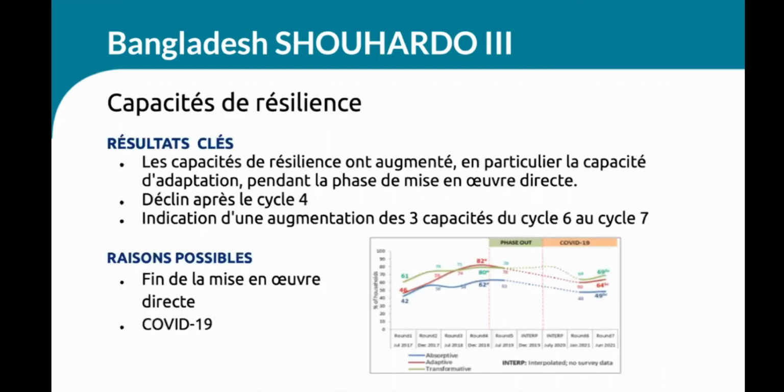Just to give you a brief overview of the kinds of information that we were able to collect from the quantitative component of this RMS, we were able to look at trends of the three resilience capacities, the absorptive, adaptive, and transformative, over the course of the project direct implementation period, which is the left-hand side of the diagram.